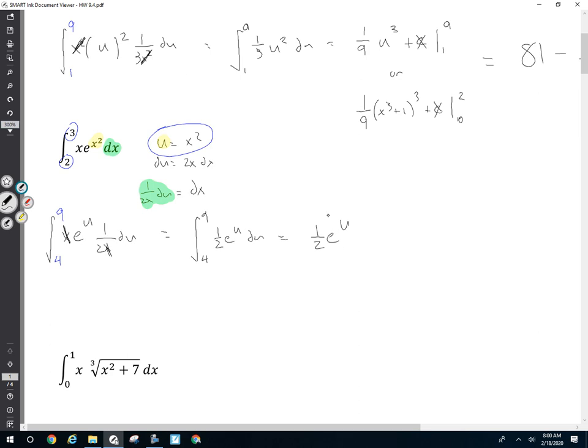I took the antiderivative, but it just so happens the antiderivative of e to the u is e to the u. I got a plus c. I don't need it. I can find the change in this between 4 and 9. Or I could go back to x's: 1/2 e to the x squared plus c from 2 to 3. Regardless, we'd get the same answer. 1/2 e to the 9th minus 1/2 e to the 4th.